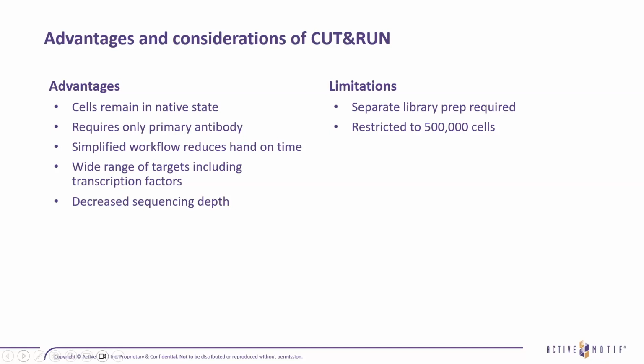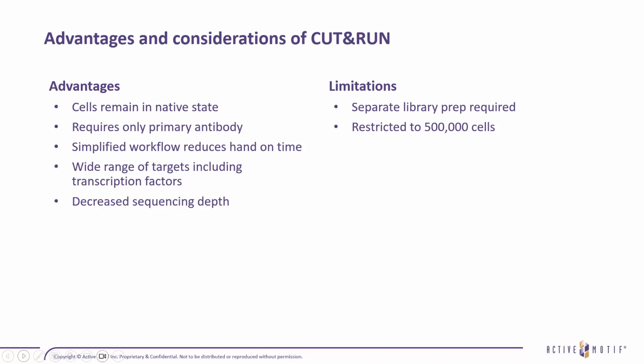It has a wide range of targets, including transcription factors. So CUT&RUN can be used for both histone modifications and transcription factors. And again, we have a decreased sequencing depth that translates to a lower cost per sample.